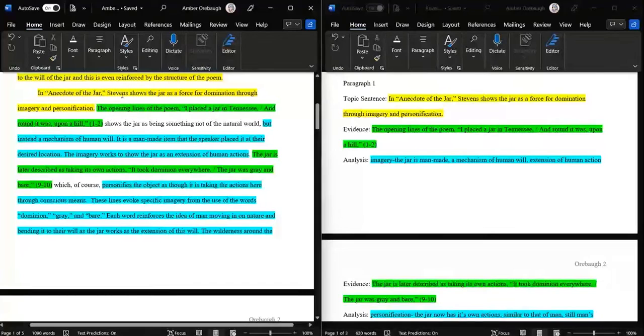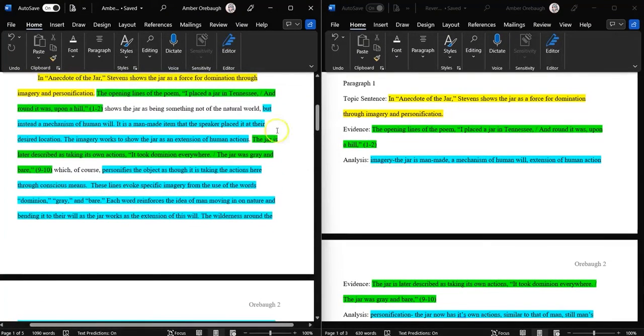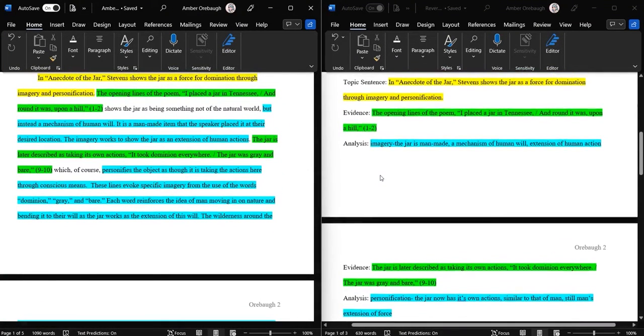Stevens shows the jar as a force for domination through imagery and personification. I have that good parallel language. I say jar as a force for domination, and again I also say imagery and personification, remembering to keep those in the same order. Then the next thing I would do is go through the essay and check each topic sentence. Here, just for the sake of time, we're going to look straight into comparing some of my evidence with the analysis in my actual outline on this other side.